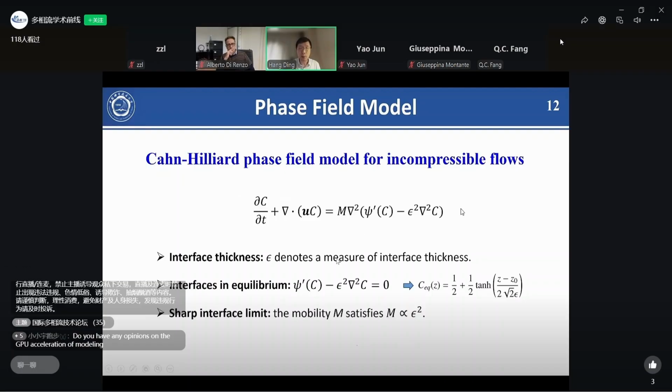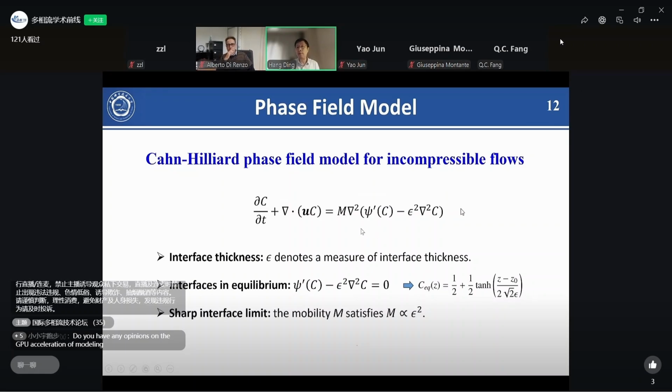Here we have the epsilon. The epsilon denotes a measure of the interface thickness. We have a diffuse interface here. That means the interface is replaced by a finite thickness mixed layer between two fluids. Also, if the interface is in equilibrium, then the right-hand side should vanish. Then we would have this chemical potential equal to zero. Then we can derive, for a flat interface, this hyperbolic tangent profile here.